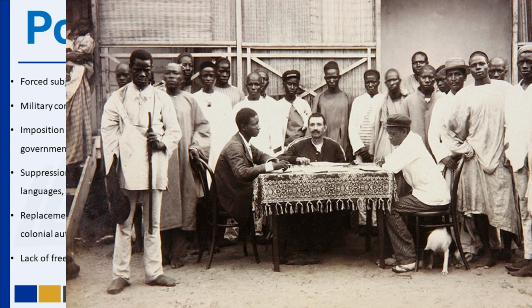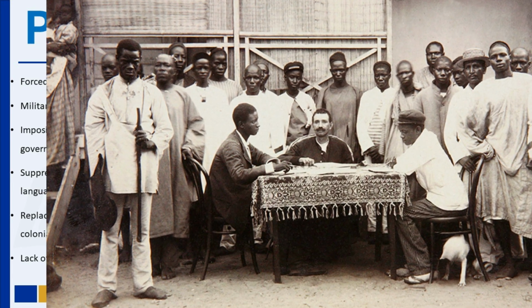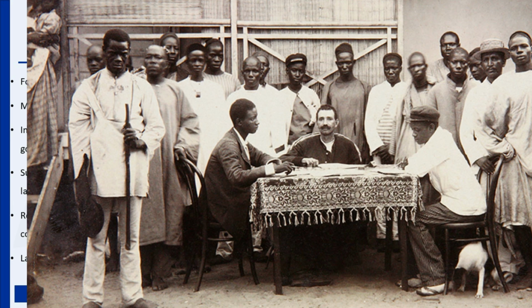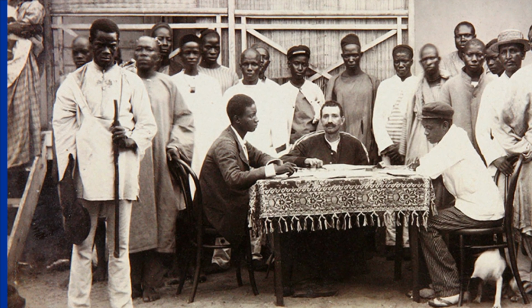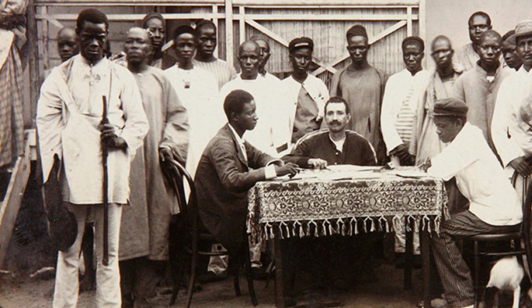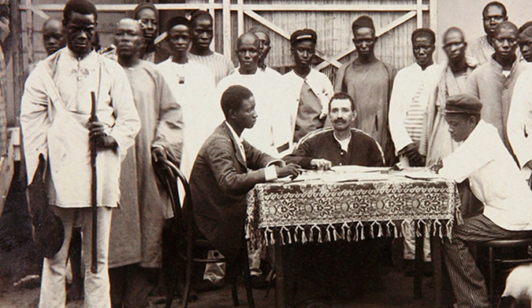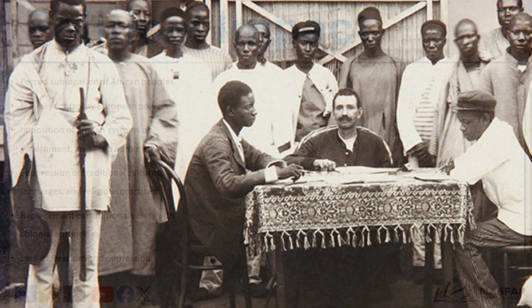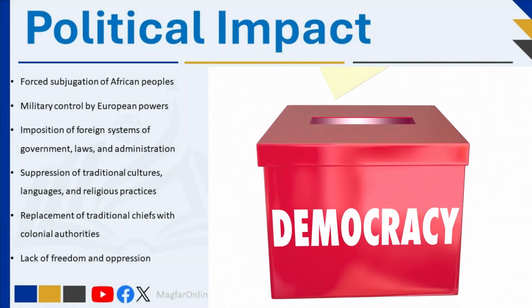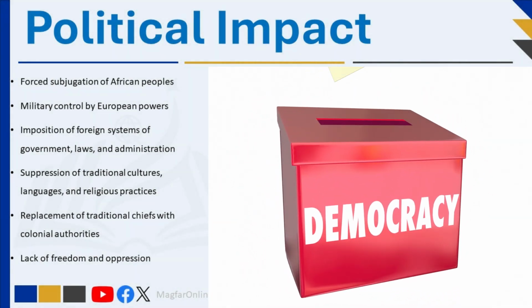Traditional chiefs and their authority were replaced by colonial authorities. Sometimes the colonial authorities appointed new chiefs. Africans were oppressed in their own land and had no freedom of movement. Foreign systems of government, such as democracy and communism, were introduced.